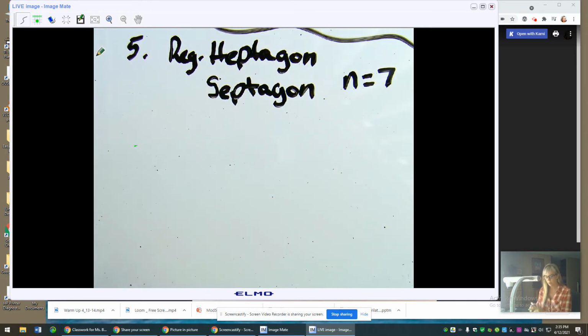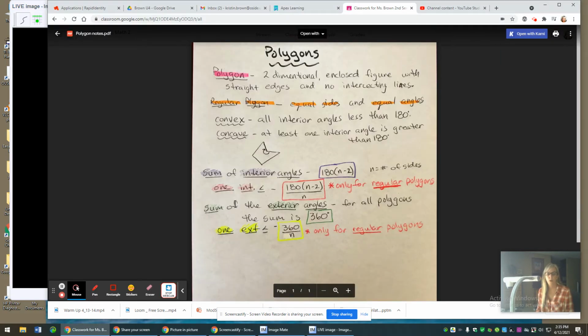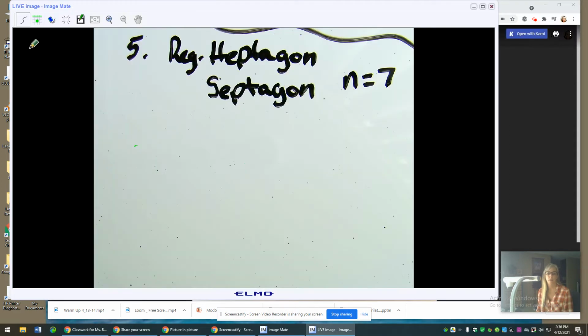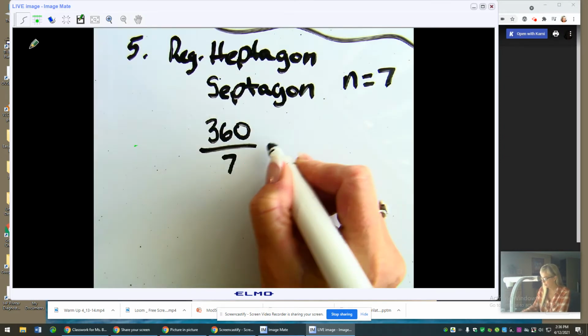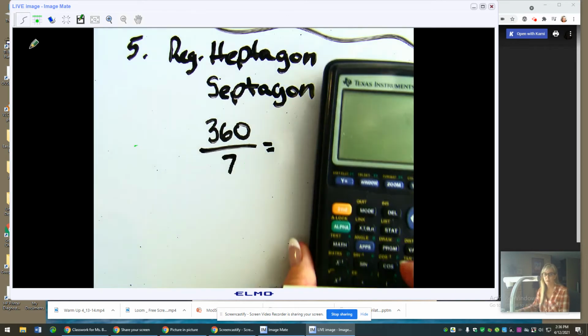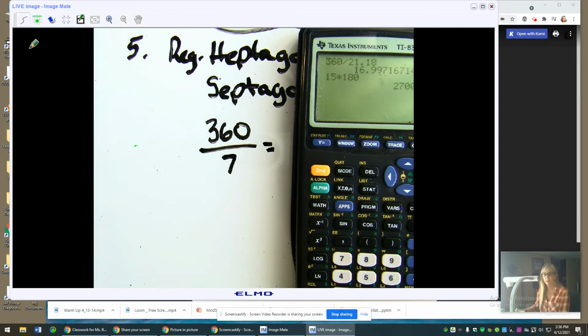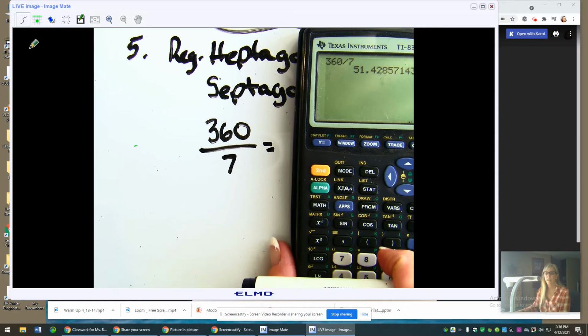So if we go to our notes, time out, let's go to our notes. I think it's a good idea to see where I'm getting this information. We're finding one exterior angle, and it is regular. So I'm going to take 360 and divide by n. Let's just go to the calculator and see what the calculator says. 360 divided by 7.